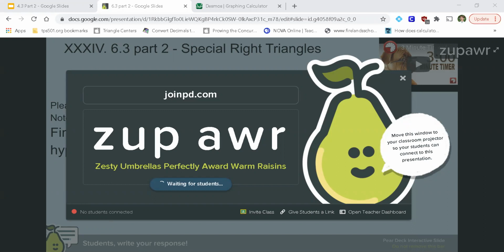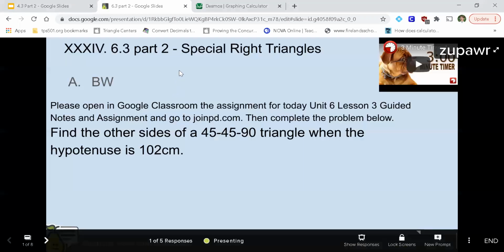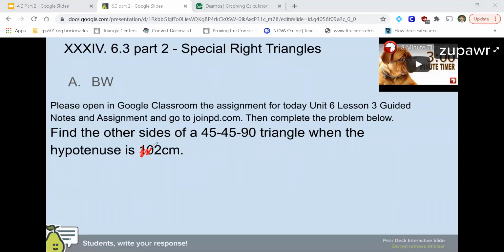Okay, it is 9:40. So let's go ahead and begin. Save the attendance. Code today is ZUPAWAWR. Zapar. All right. So, oh, this is not written right. Okay, let's fix this.